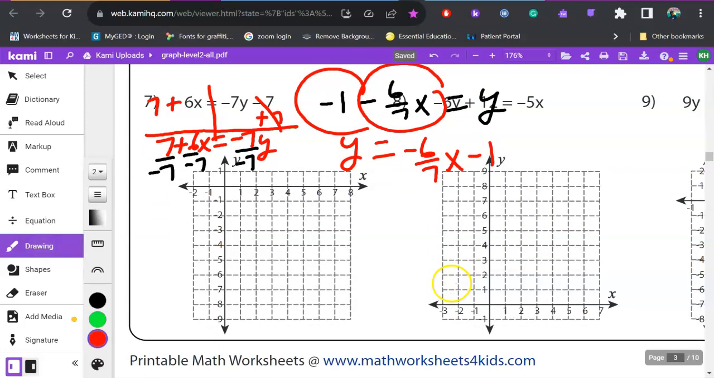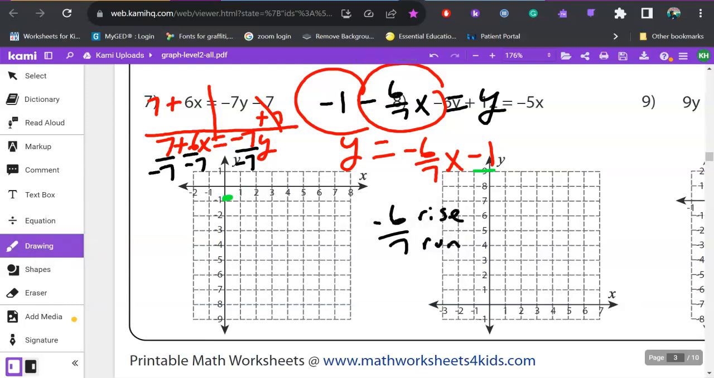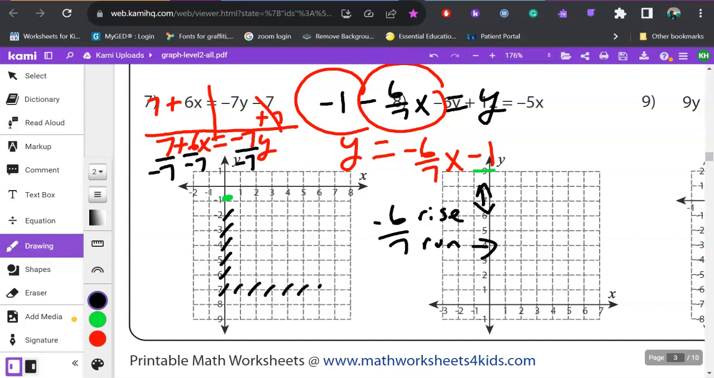So we start at the y-intercept number, which is a negative 1. I can see my rise over run. It's negative 6 over 7. Remember, with the rise over run, the rise you can go up or down depending on the number. It's a negative 6, so I'm going to go down 6. 1, 2, 3, 4, 5, 6. And I'm going to run 7. Always run to the right. 1, 2, 3, 4, 5, 6, and 7. There's my line.